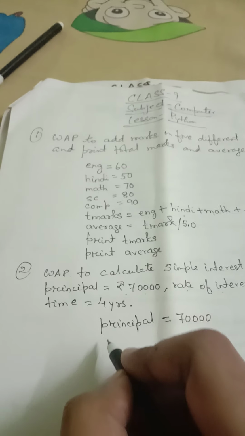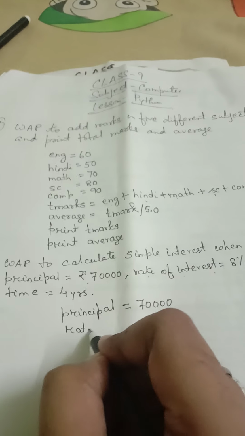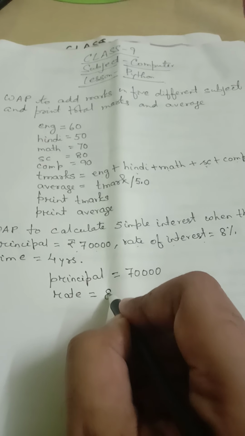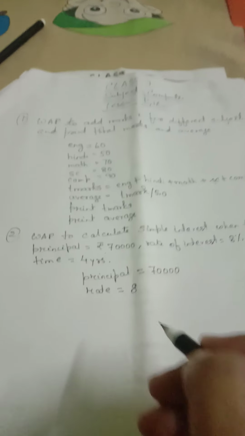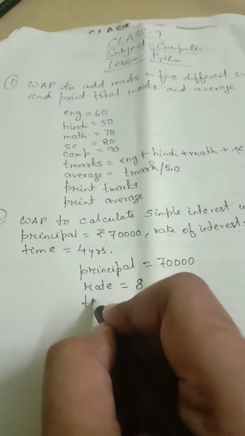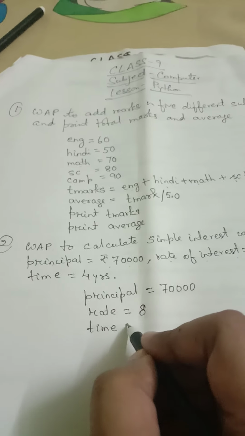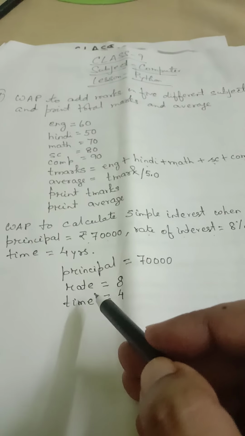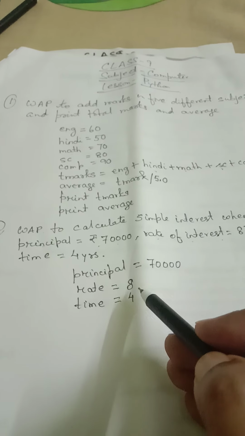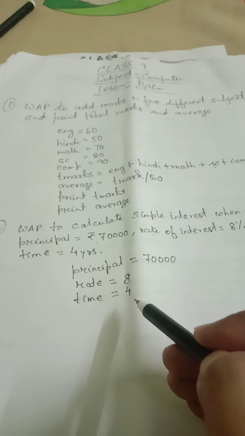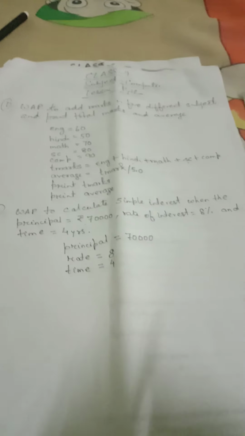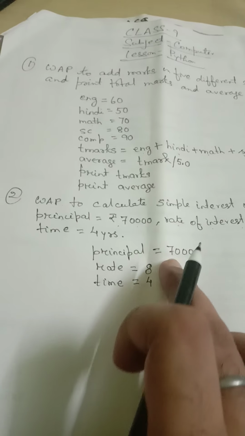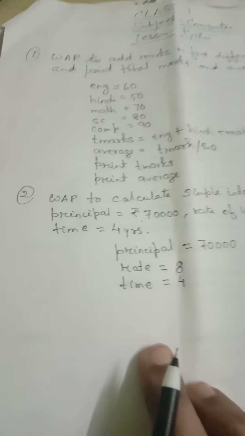Now I have taken another variable, say rate. Rate is equal to 8, so I have just written the 8. Then I have taken another variable, time, and time is equal to 4, so I have just written 4. Remember, in rate there is no need to write the percentage sign, and in time no need to write years. These are the 3 variables and the 3 values assigned to them.